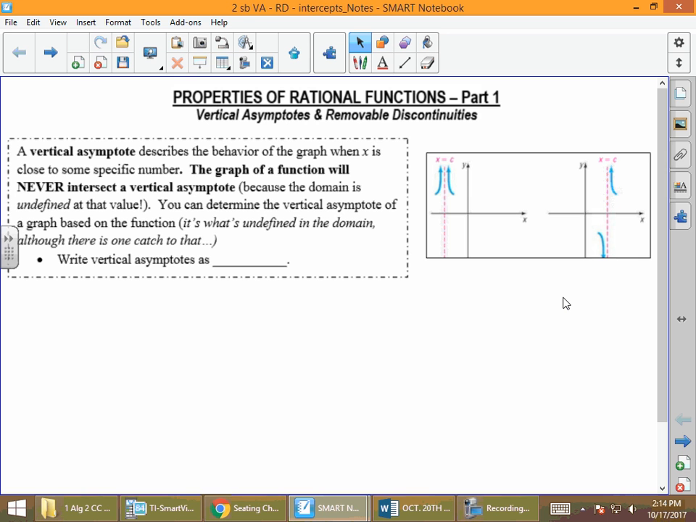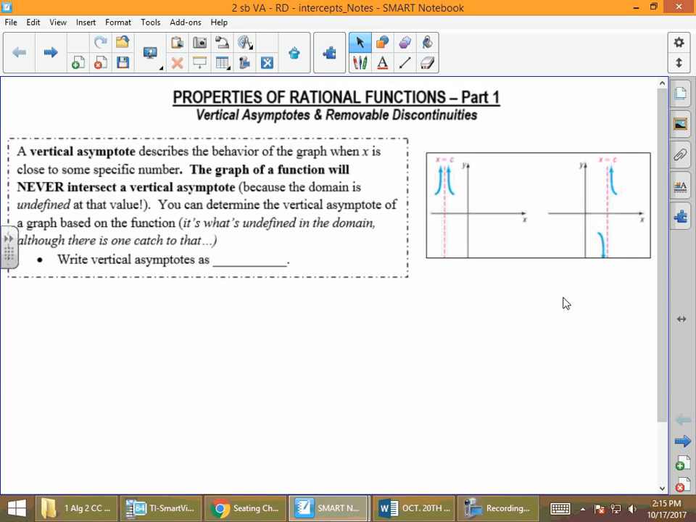Look at properties of rational functions, and most specifically, we're going to look at vertical asymptotes and removable discontinuities. In a roundabout way, we've already been talking about vertical asymptotes because vertical asymptotes really link back to the domain that we were previously talking about. And in our box here, a vertical asymptote describes the behavior of the graph when x is close to some specific number. The thing is, it gets close to some specific number, it never quite touches.